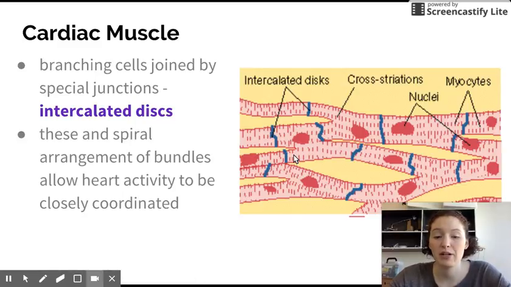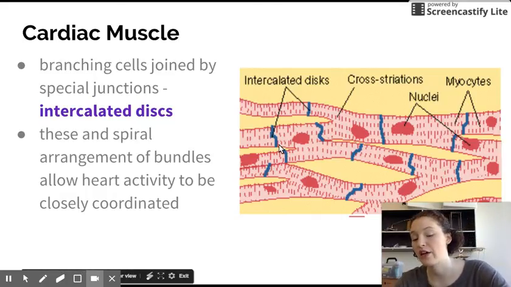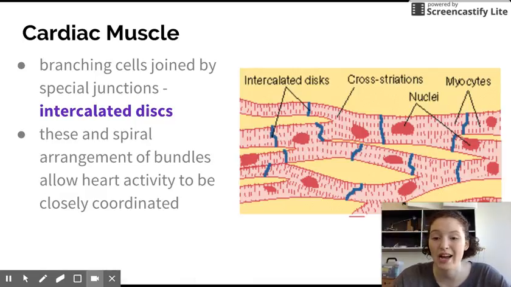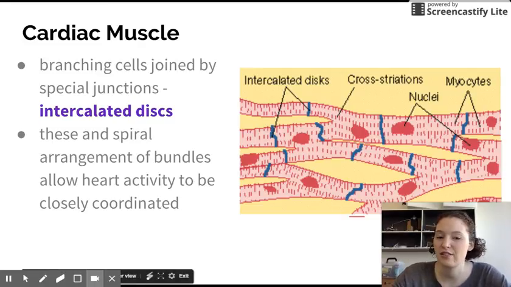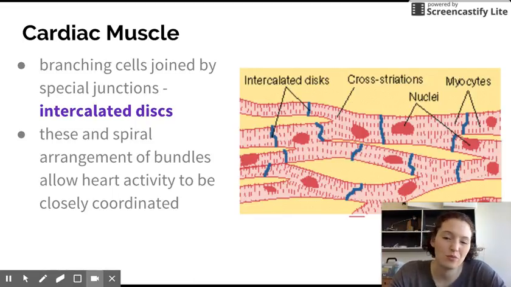This spiral arrangement of the bundles allows the heart activity to be closely coordinated. The intercalated discs allow for the signals that are asking these muscles to contract to flow really easily between cells, so that all of the cells are contracting at once. That would be ideal. I want all of my heart cells to contract at the same time with the ones nearby them, so that when the ventricle contracts, the whole ventricle contracts.